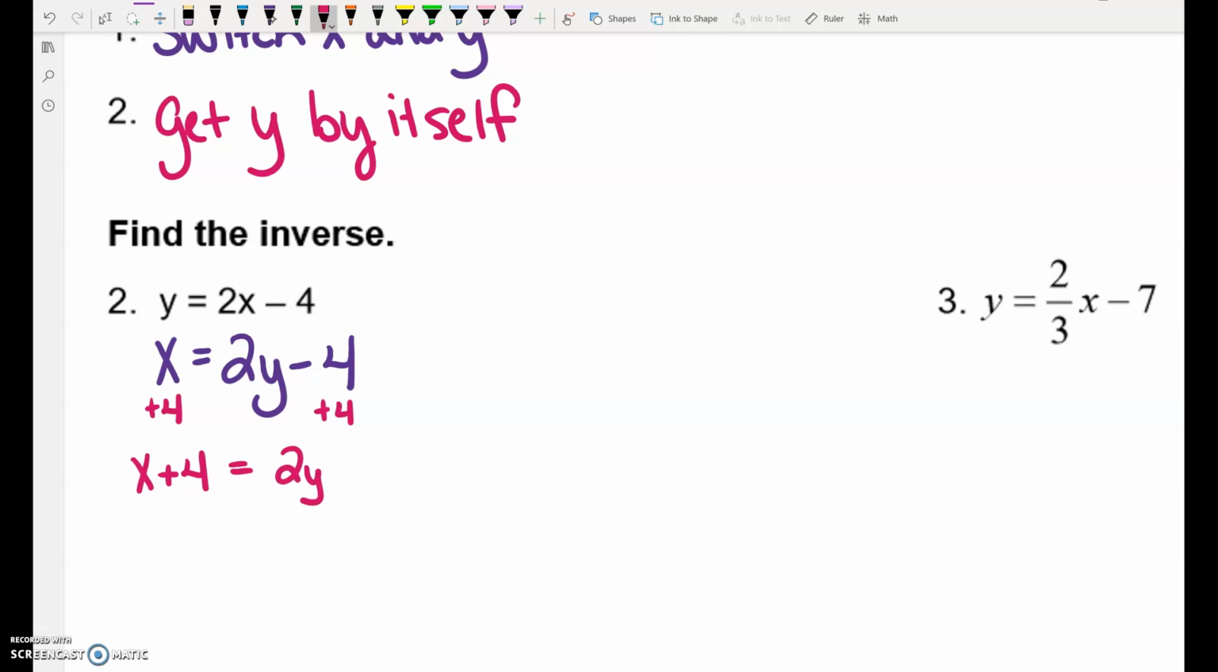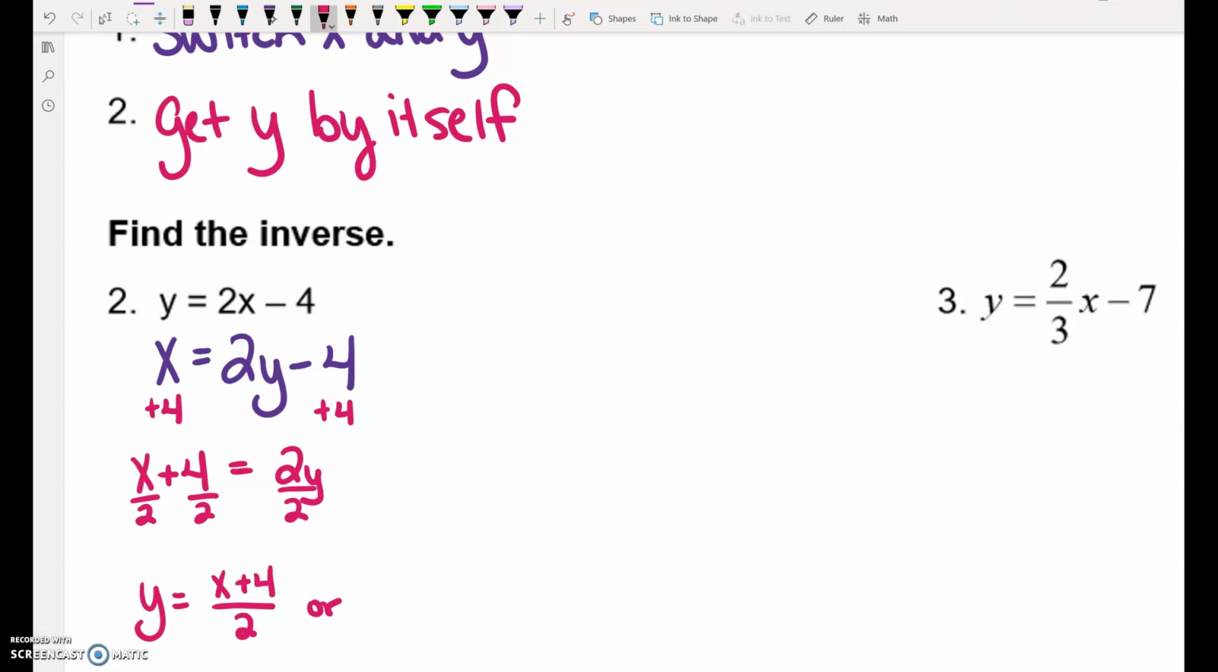And then divide by 2. Now when you divide by 2, you can do this several ways. You can divide the entire left side by 2. So our final answer is y equals x plus 4, the whole thing divided by 2. Or you can divide each thing in this equation by 2.